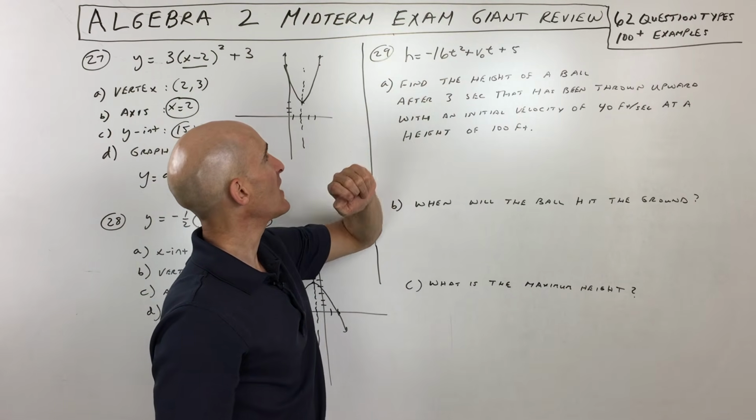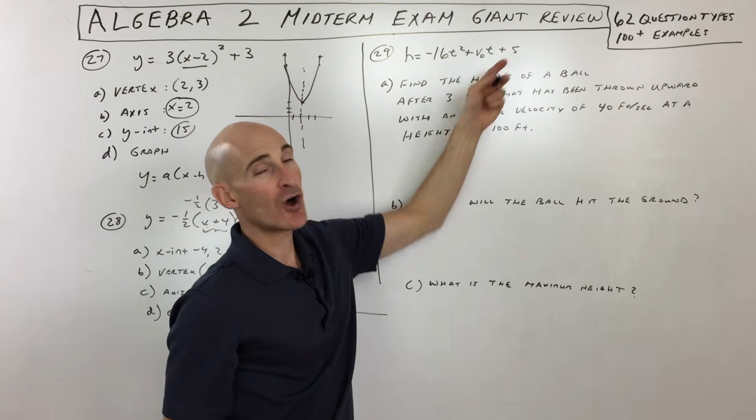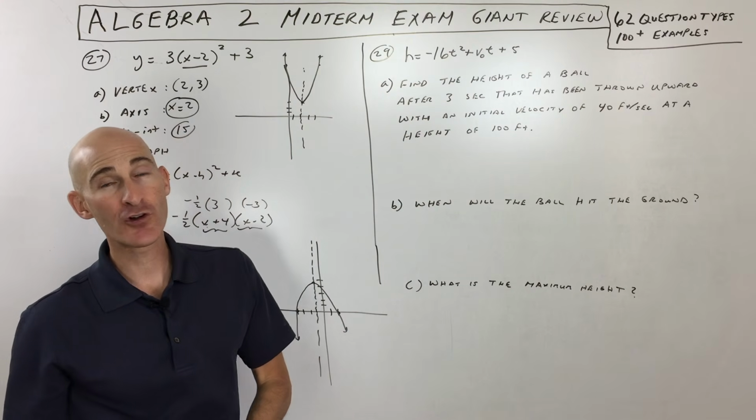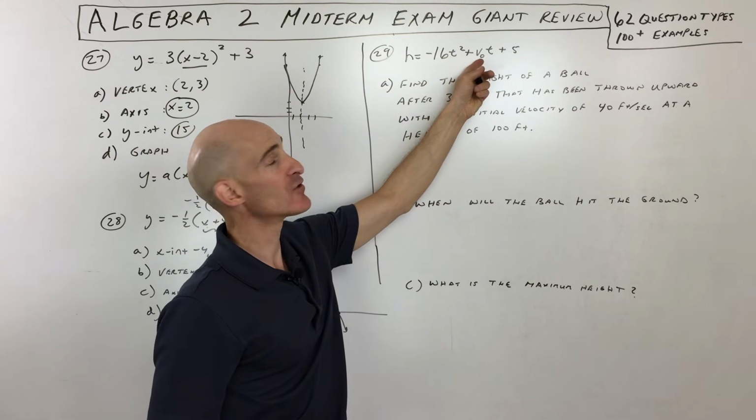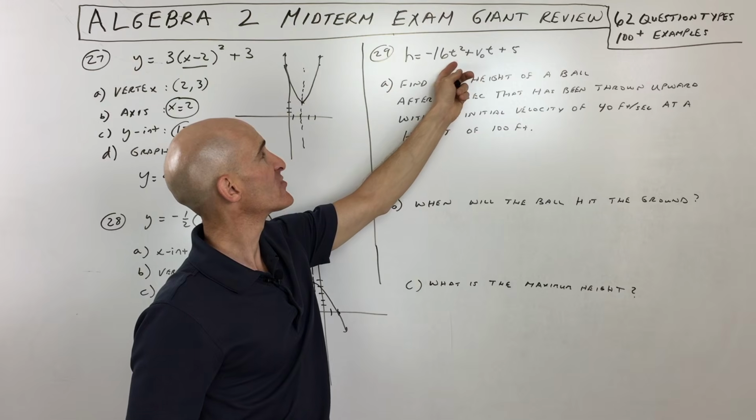But let's look at number 29. What they're giving us here is what they call the vertical motion model. Vertical motion means going up and down in a vertical motion. You've probably seen this equation if you're studying physics or some of your science classes.